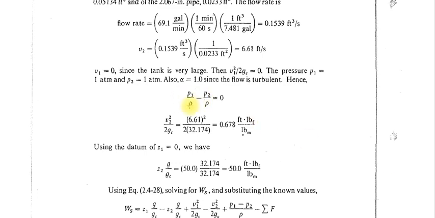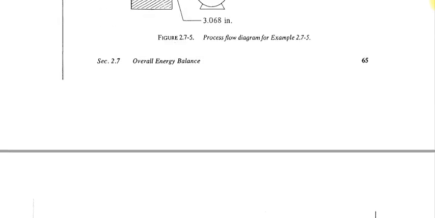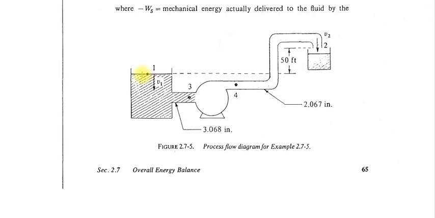Then P1 minus P2 is equal to 0 also. V1 is 0, that means V1 square divided by 2GC equals 0. Then P1 minus P2 equals 0. Why? Because in this diagram, this is the open atmosphere environment. So here the pressure is the atmospheric pressure. At point 2 also fluid is coming out from the system in an open atmosphere. That means pressure should be 1 atmosphere at this point also. So P1 minus P2 should be 0.